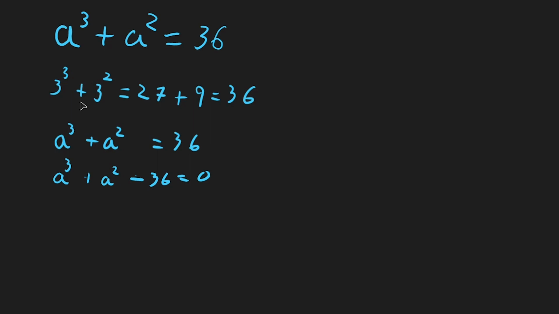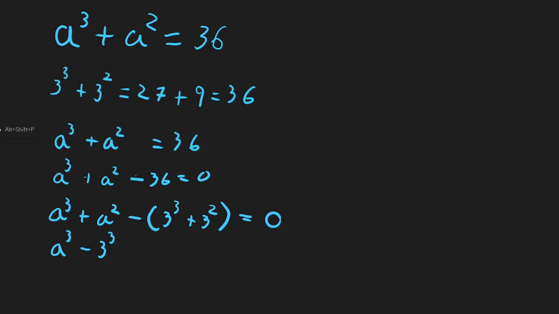This ends up being smart, so we'll try and insert that solution: a cubed plus a squared minus 3 cubed plus 3 squared. And that still equals 0. Now we will write this in another way. So a cubed minus 3 cubed plus a squared minus 3 squared still equals 0.